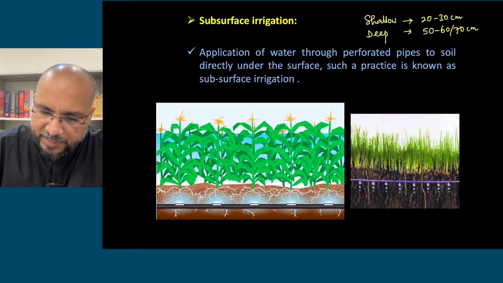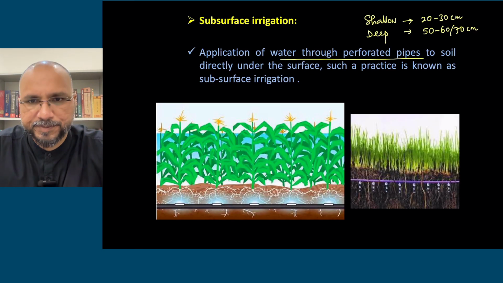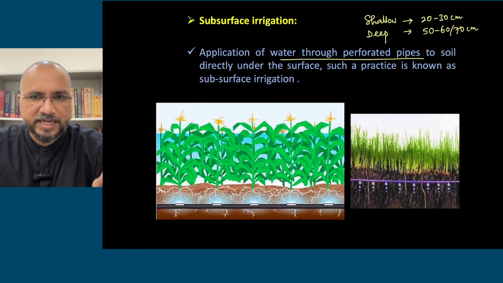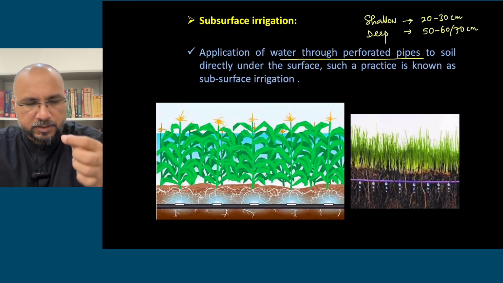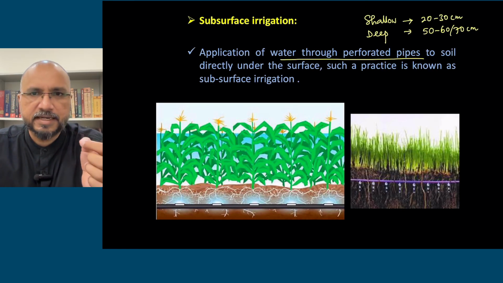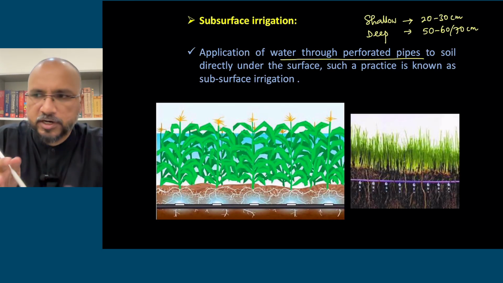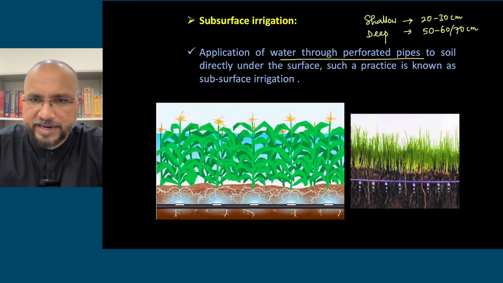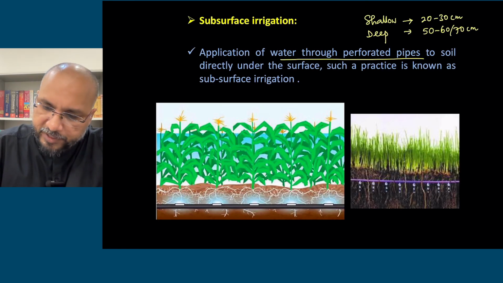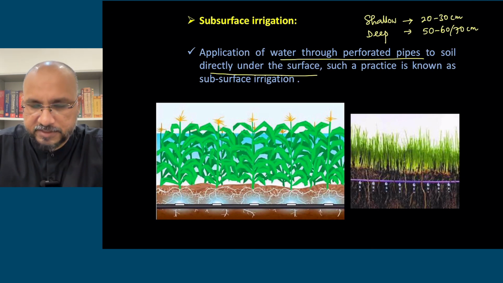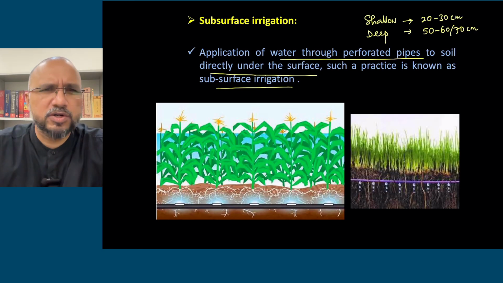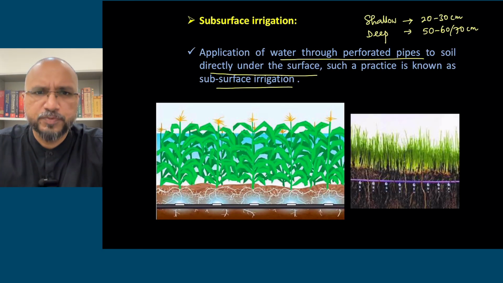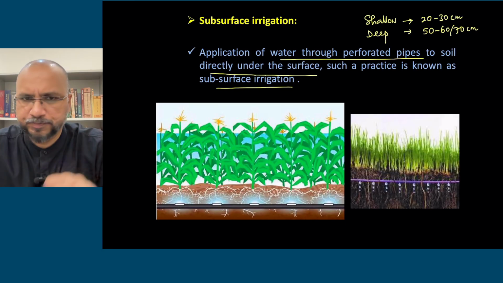So this is application of water through perforated pipes. These pipes that you have laid down at different depths depending upon the crop, where the root system is, from those pipes water comes slowly, drop by drop, and the water will wet the entire root zone through capillary action. So through perforated pipes to the soil directly under the surface. That is why it is called subsurface. Such practice is known as the subsurface irrigation method. You do not need to go into more depth, just know what the subsurface method is. That will be enough.